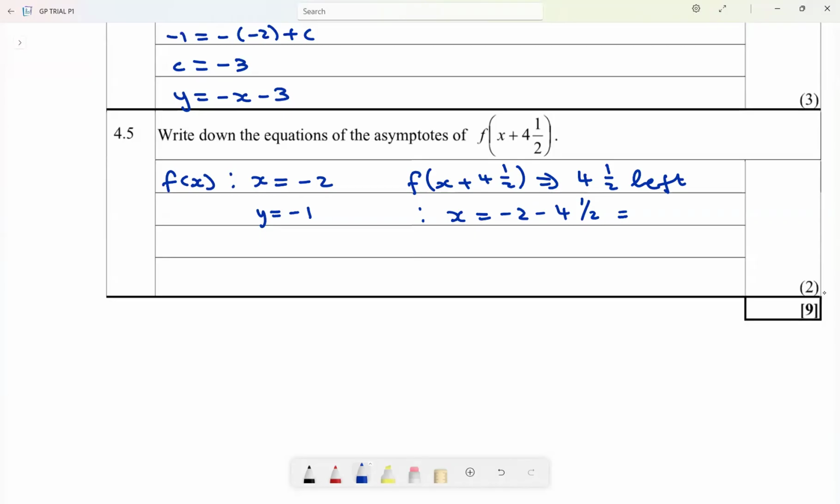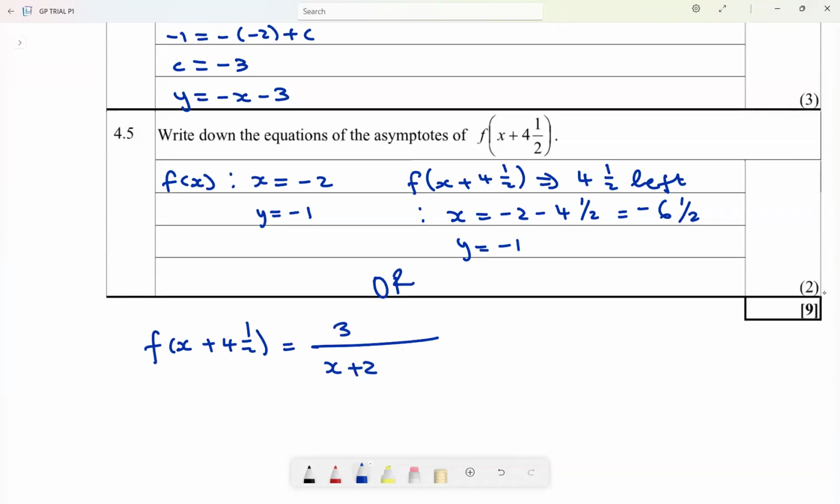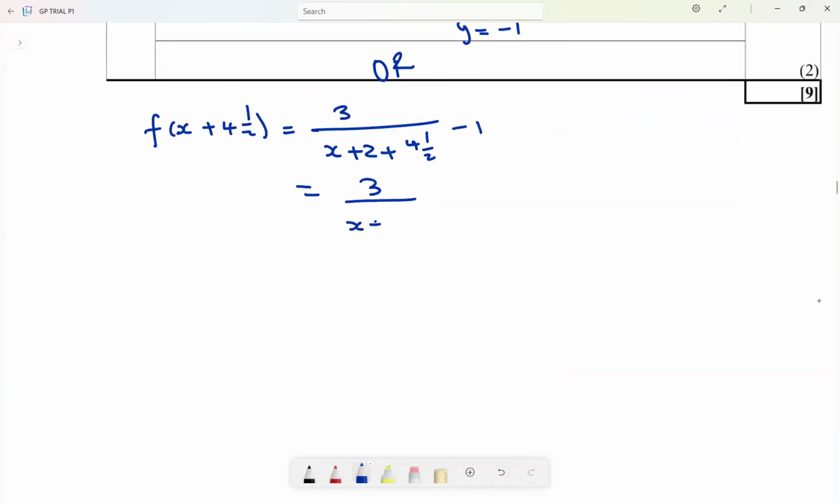Okay, it becomes -2, sorry, -6.5. But do you agree that the value of y remains unchanged? It is that, okay? Or someone might say, let me find f of x plus 4.5. So it's going to be 3, where I see x plus 2. Remember, normally it is x plus 2. The original is x plus 2. So I'll just add 4 1/2 minus 1. It will be 3 divided by, sorry, then it's going to be x plus 6 half minus 1.